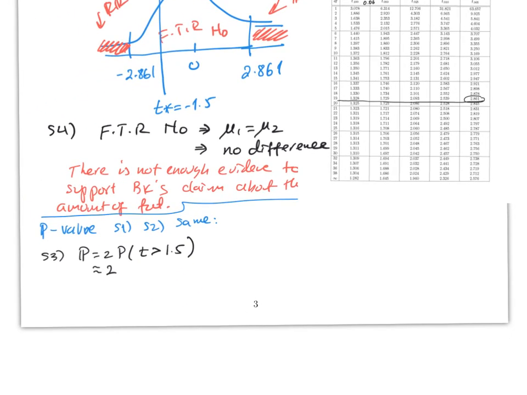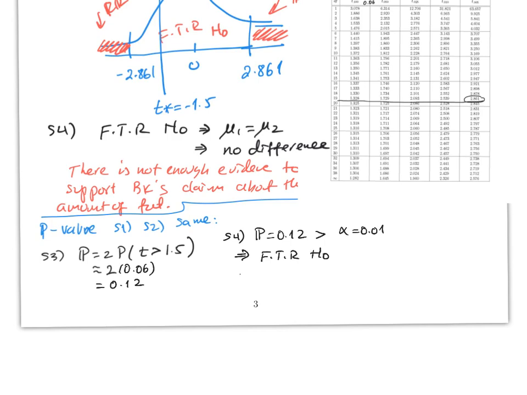So then you say this is 0.06. Multiply by 2, this will give you 0.12. Then step 4, you're going to compare the p-value, which is 0.12. Alpha was 0.01. Clearly this is bigger, and that means again fail to reject H0.